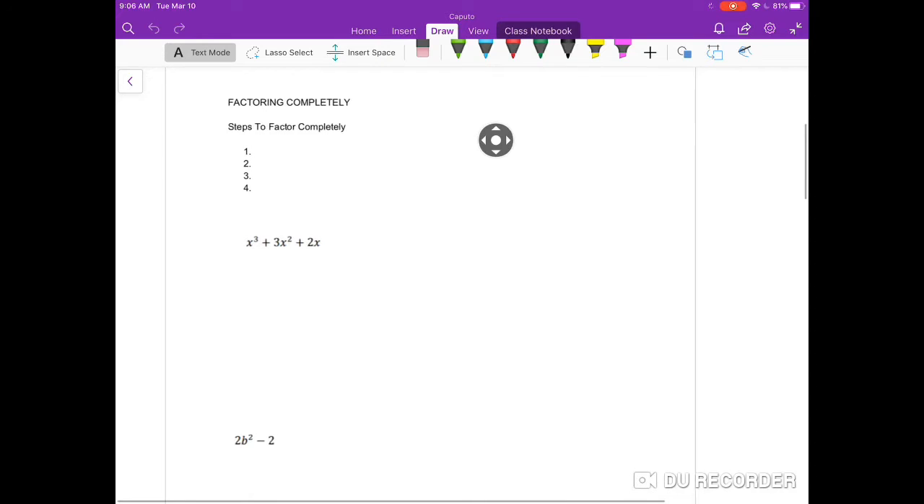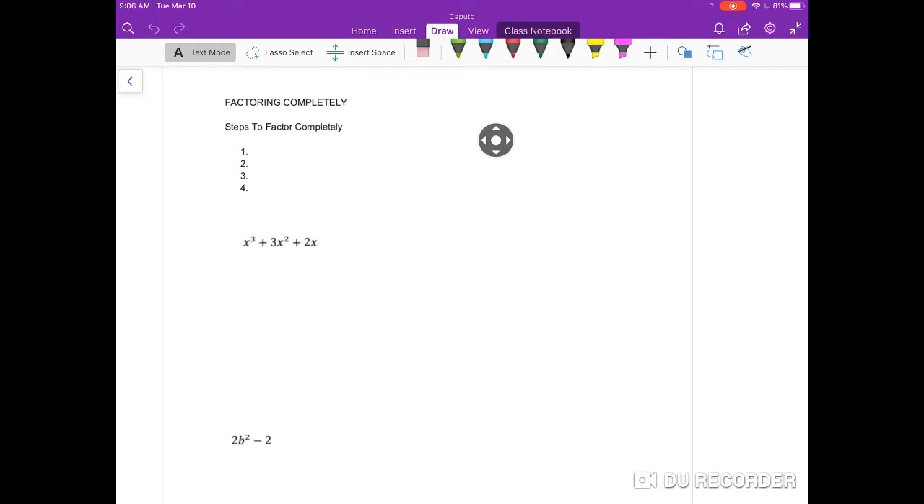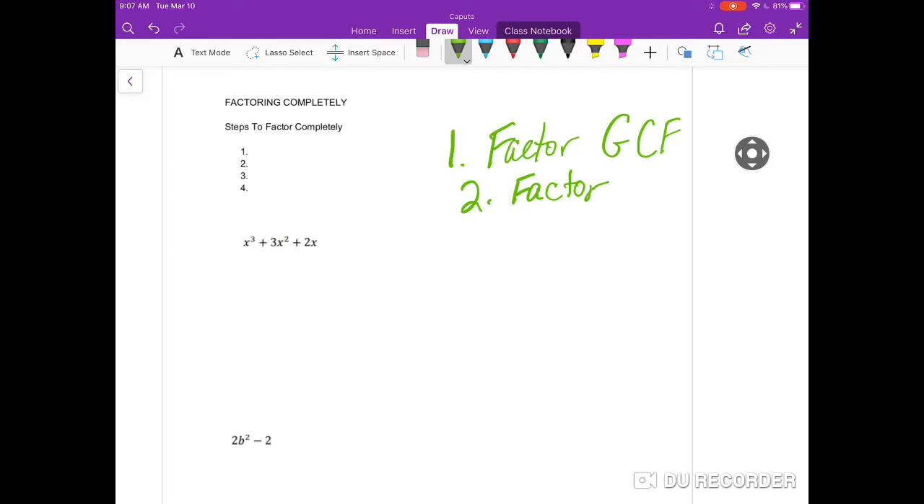Okay, so video number 3, we're going to talk about factoring completely. What that basically means is that for today, I want to make sure that everybody knows how to factor a GCF, factor maybe further with dots, difference of two squares, maybe look for grouping, and then to factor a trinomial.